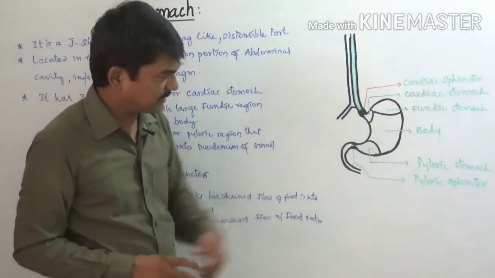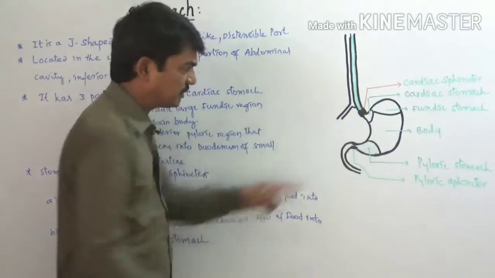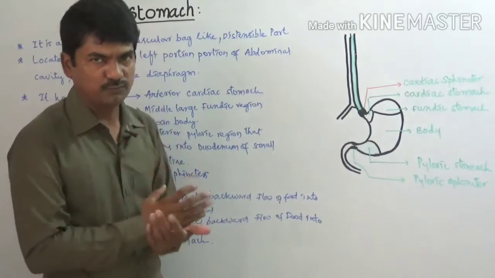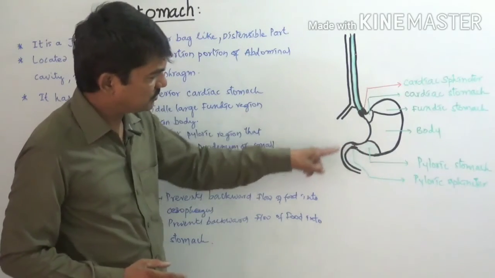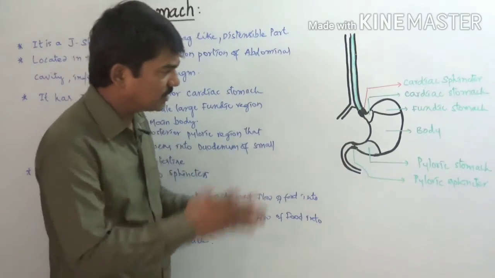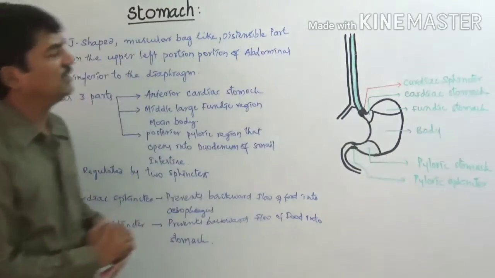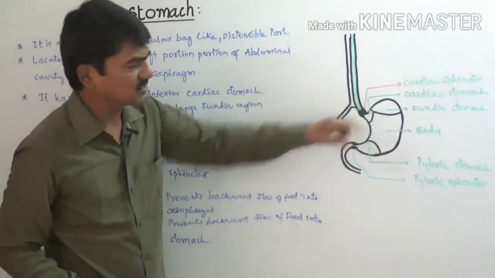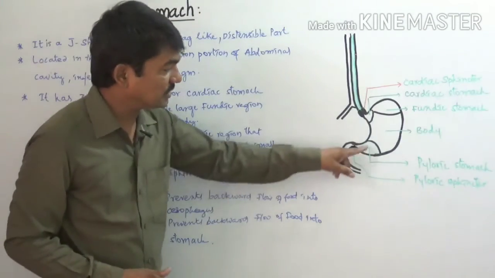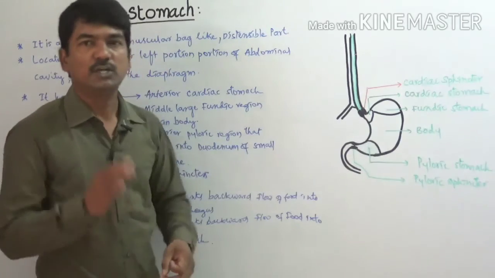And next, the pyloric sphincter. It is located between the pyloric stomach and the duodenum. The passing of food from the pyloric region into the duodenum is regulated by the pyloric sphincter. So two sphincters are located in the stomach region. One is located between the esophagus and stomach, and another is located between the pyloric stomach and the duodenum.